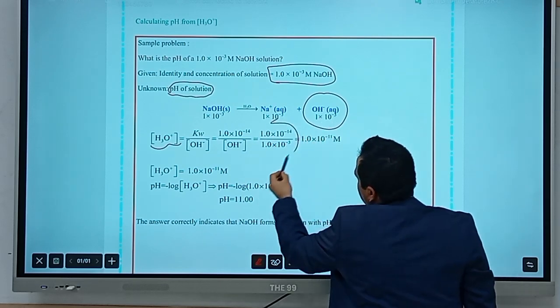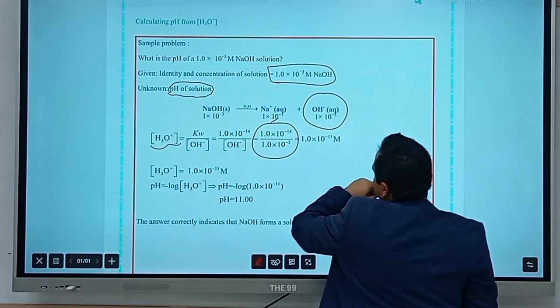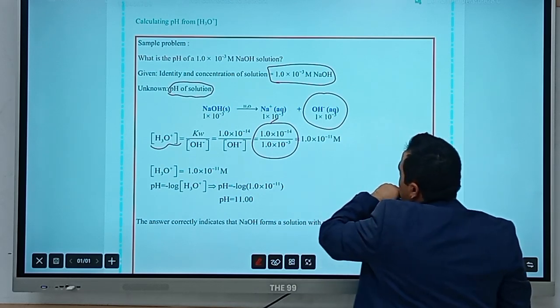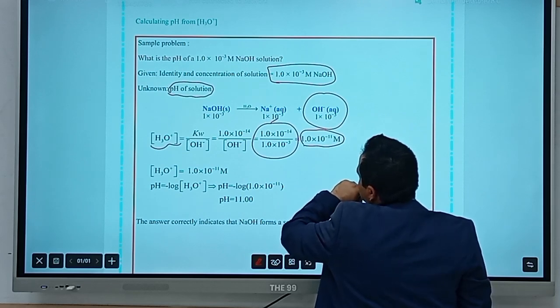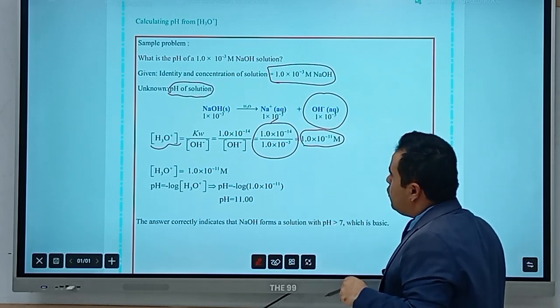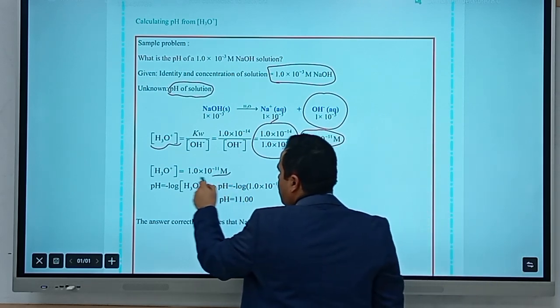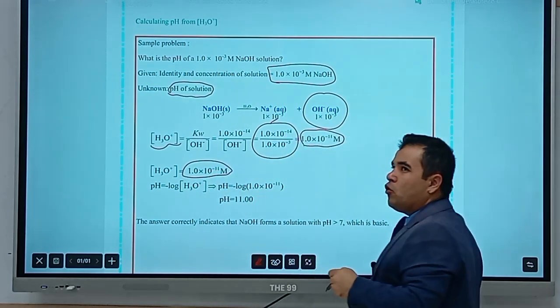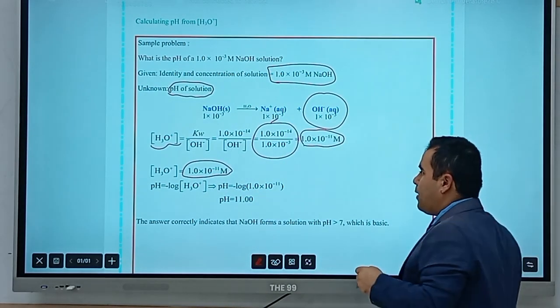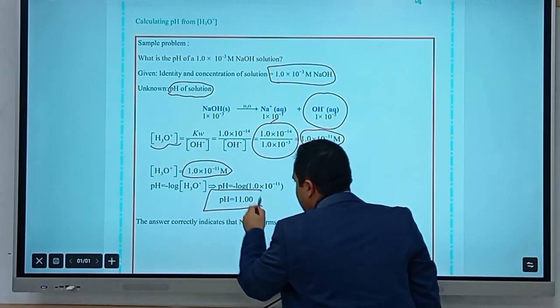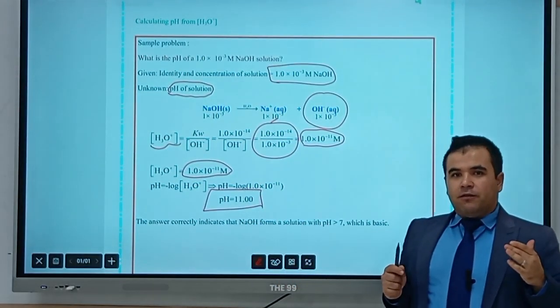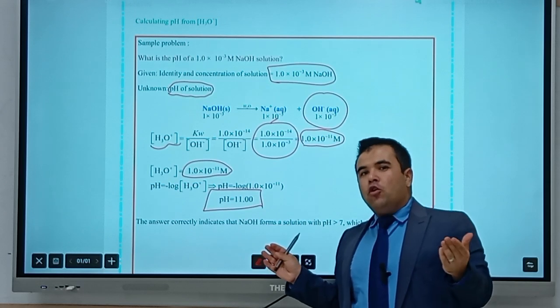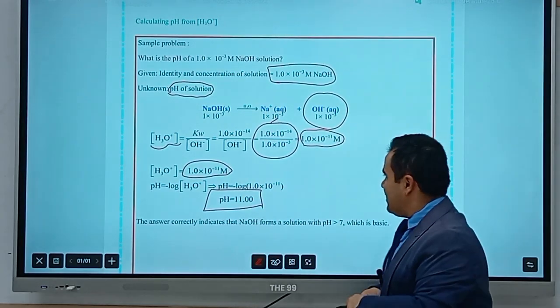You can calculate the concentration of hydronium, which is equal to 1×10⁻¹¹ in this case. So the hydronium is equal to 1×10⁻¹¹, and pH is equal to minus log of 1×10⁻¹¹ and is equal to 11. The pH of 11 represents a high alkalinity value, and the pOH is equal to 3 in this case.